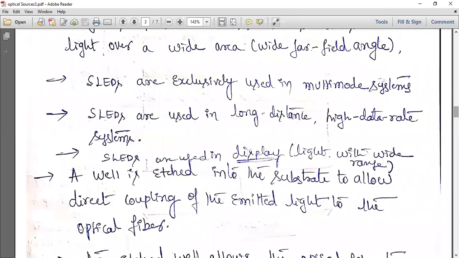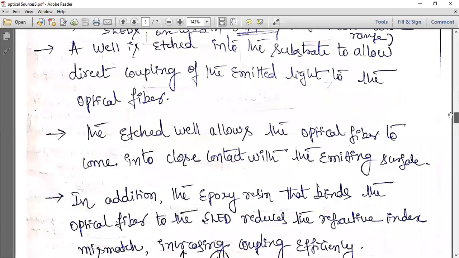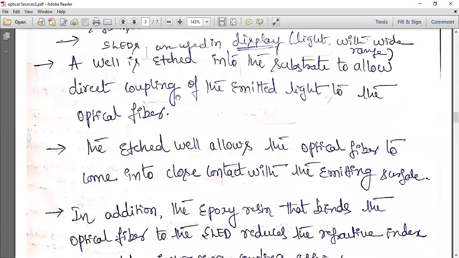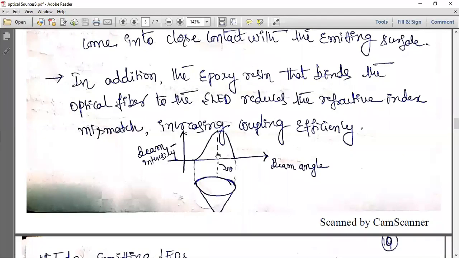A well is etched into the substrate, so it couples the light to the optical fiber. The etched well is used for the emitting surface, and there is an epoxy resin which confines the light in that particular direction. In terms of beam angle, the light generated looks like this.